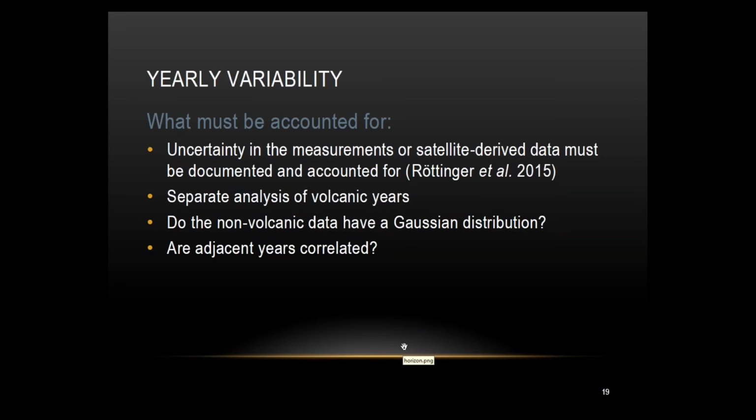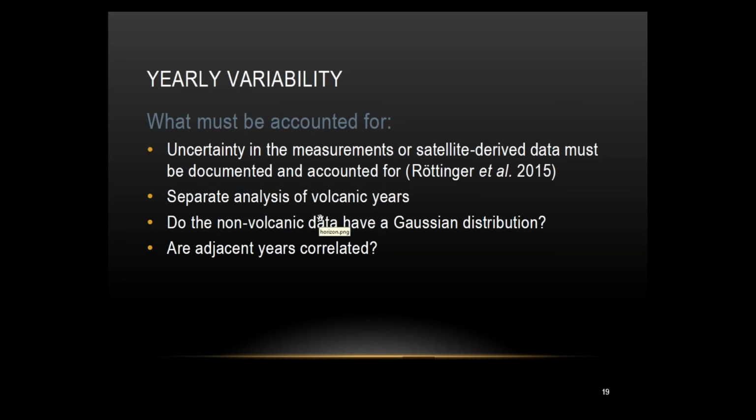Uncertainty in the measurements or satellite-derived data must be documented and accounted for. This is also important when you look at the statistical distribution, that you don't just have the natural variability, you also have an inherent uncertainty in the measurements. And you also have an uncertainty in the statistical sampling, from the number of years you have relative to what your real distribution is. Whiting et al. have written a nice paper about this.